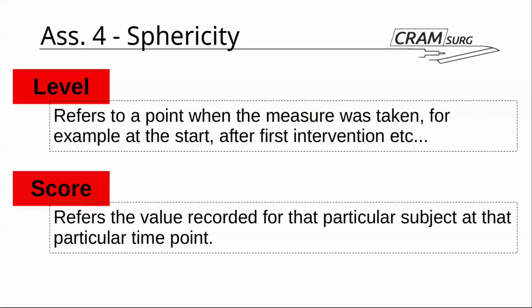Let's talk about blood pressure. It's the blood pressure baseline. Baseline is one level. Then we give the meds. We measure 3 months on the line. So 3 months on the line is another level. And then 3 months on the line again, and that's another level. So we got level 1, level 2, level 3.